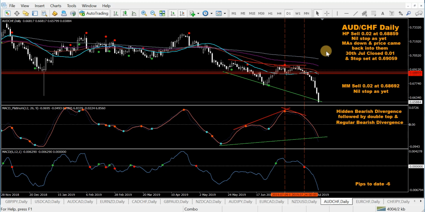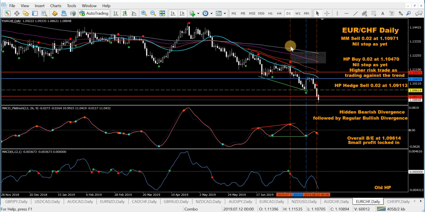And here's the Aussie Swiss, another good result. HP sell back here, already closed half, stop in place. Mod MACD sell up here, caught the big trend down, 6 pips to date. Close all that, well and truly covered.